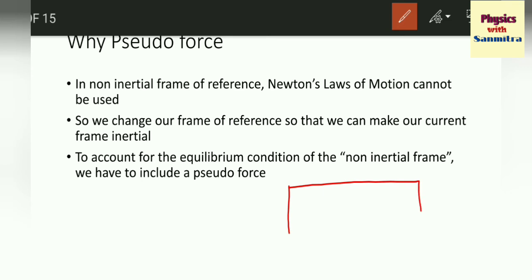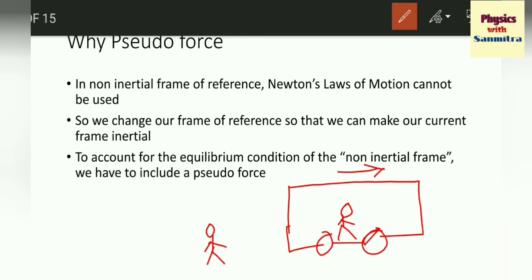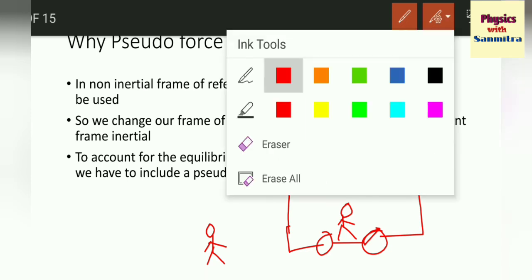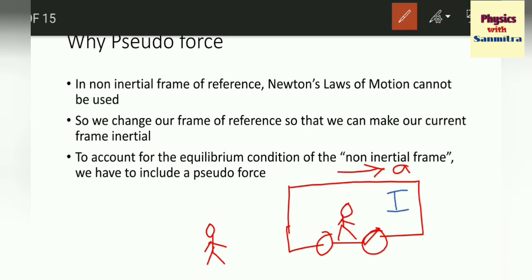Suppose, let's say this is a bus. You are standing inside the bus and let's say this is me. I am standing outside the bus. This bus is moving with an acceleration a. Now, let me say this is frame 1 and this is frame 2. That means the frame in which you are standing inside the bus is frame 1, and the frame in which I am standing is frame 2.